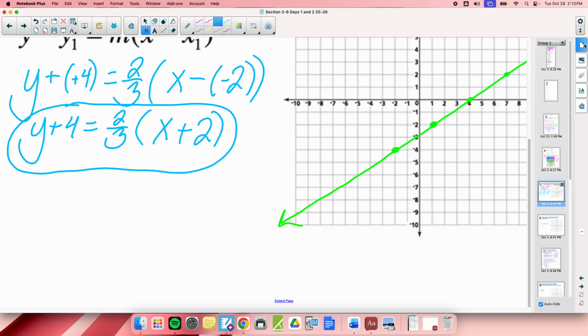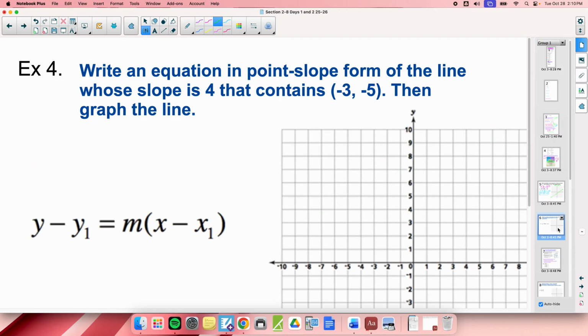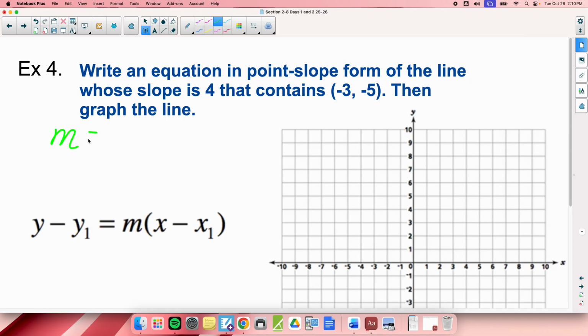Let's do one, okay? Alright, so let's go to this one. And again, in these problems, they're gonna tell you what your slope is, and they're gonna tell you a point that your line goes through. Okay, they'll always tell you that.